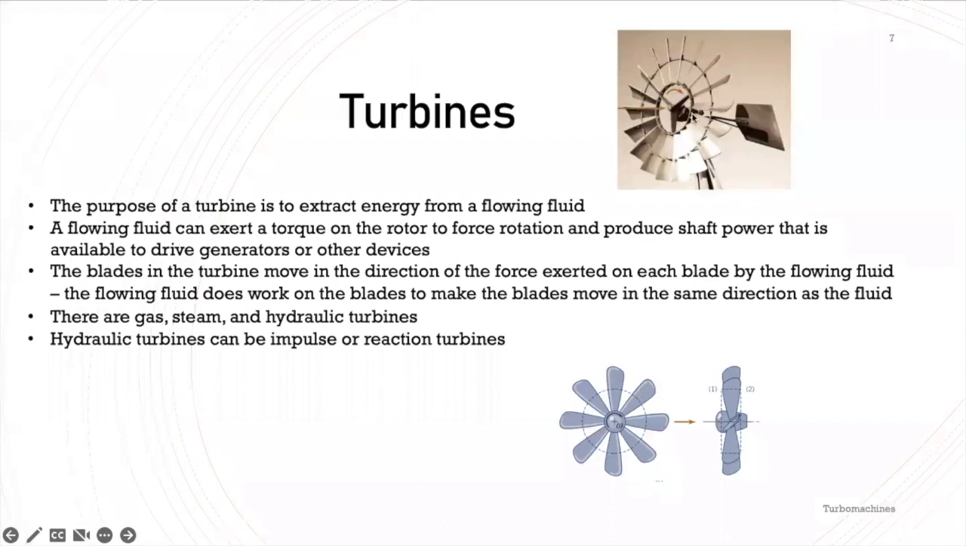Now we're going to take a closer look into turbines. The purpose of a turbine is to extract energy from a flowing fluid. A flowing fluid can exert a torque on the rotor to force rotation and produce a shaft power that is available to drive generators or other devices. The blades in the turbine move in the direction of the force exerted on each blade by the flowing fluid, meaning that the flowing fluid does work on the blades to make the blades move in the same direction as the fluid. There are gas, steam, and hydraulic turbines. Hydraulic turbines can be impulse or reaction turbines, and we're going to look a little closer at both of those.